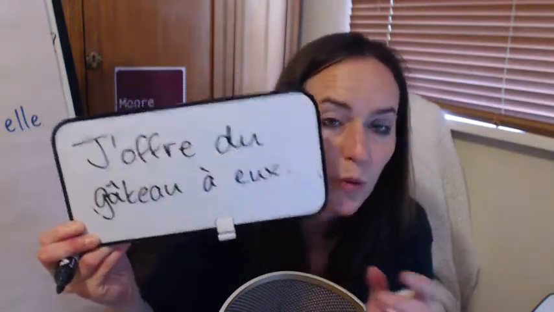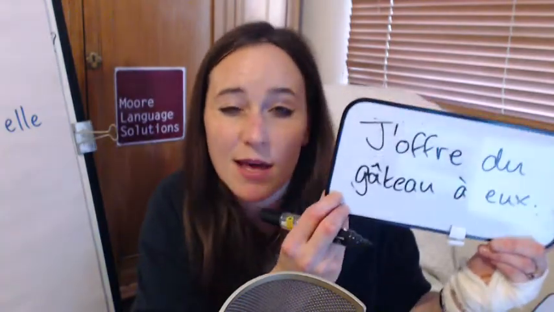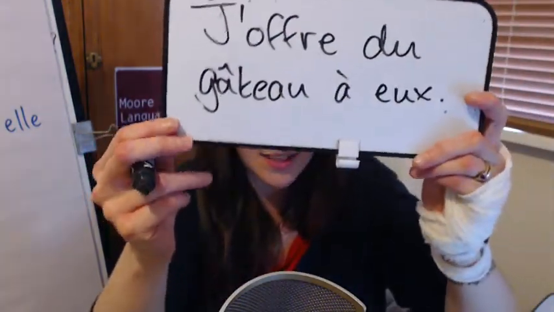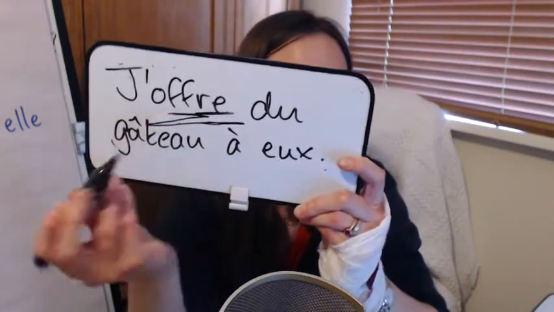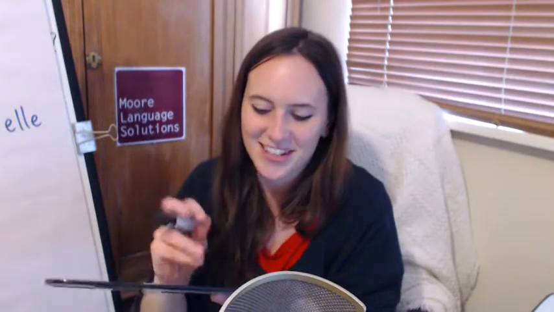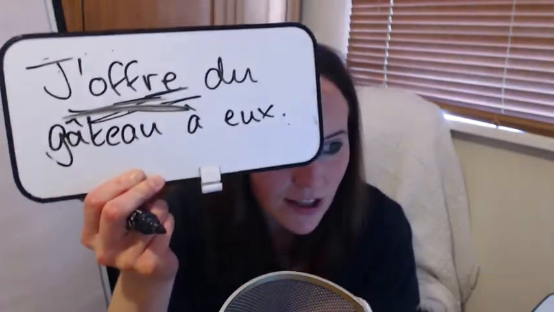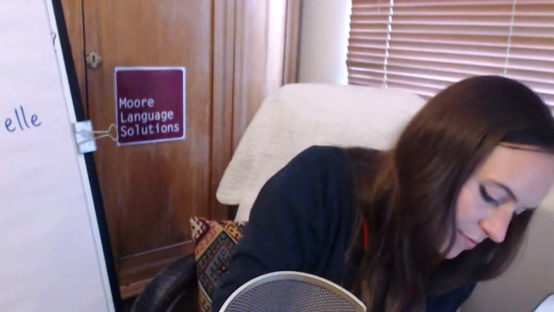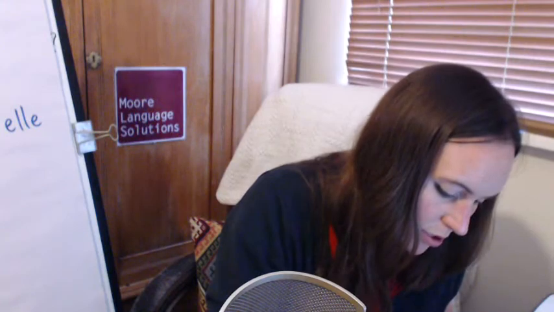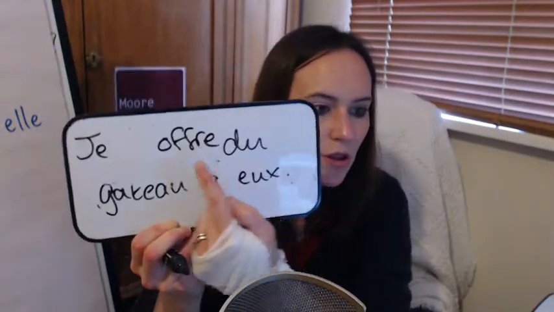J'offre du gâteau à eux. Now we're going to say I to them offer some cake. So this is the verb to offer. This is hard to do without actually just looking at it in front of me. So j'offre needs to become je, and then offre, we leave a space between the two. Okay, and then what are we going to put in the middle? Je, and then offre. The reason I do that is because we need to put the indirect object pronoun here.